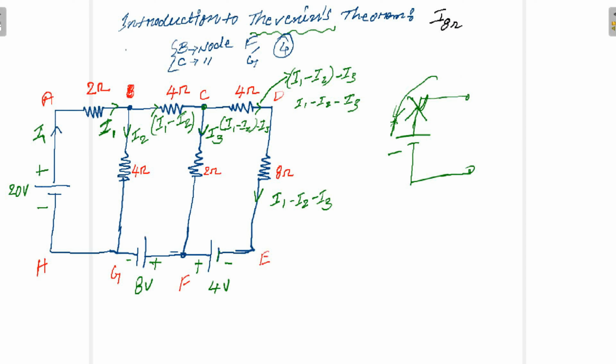The same thing will happen here. For the battery also, the current flows away from the positive terminal or positive polarity. Some amount of current is coming. So how much current flows through this branch? To this branch, I1 minus I2 minus I3. So into this point F, I1 minus I2 minus I3 current is entering. From this branch, I3 current is coming.